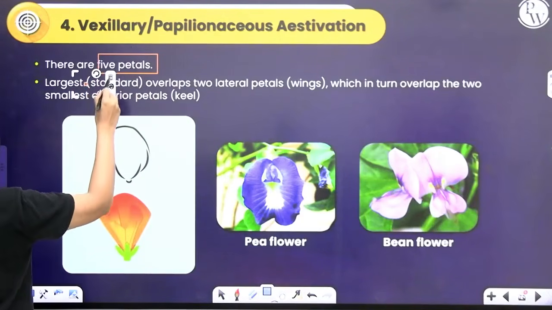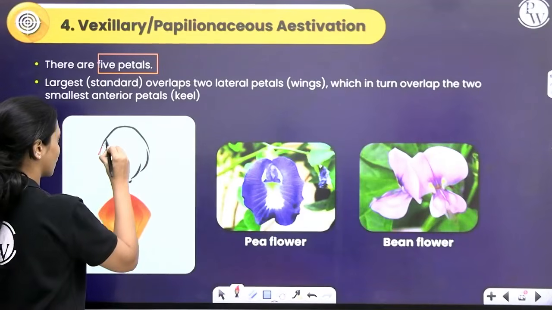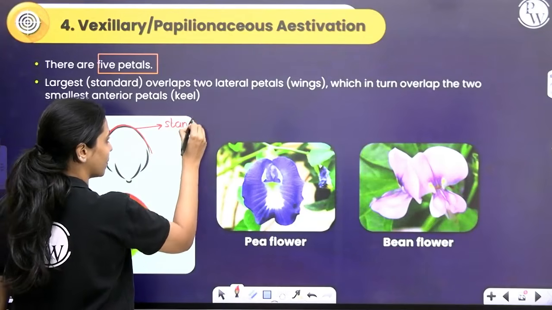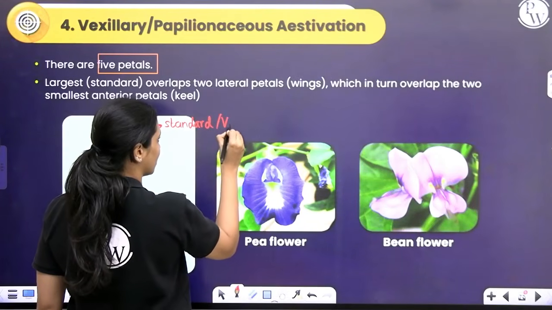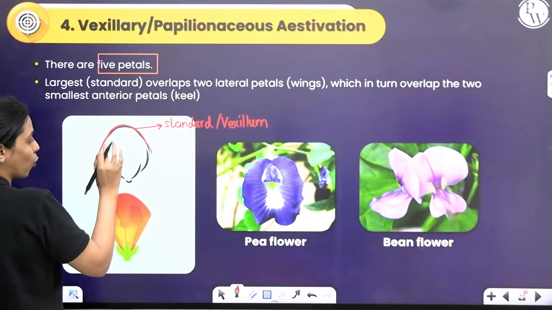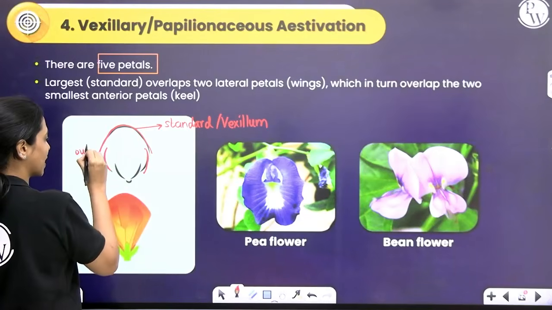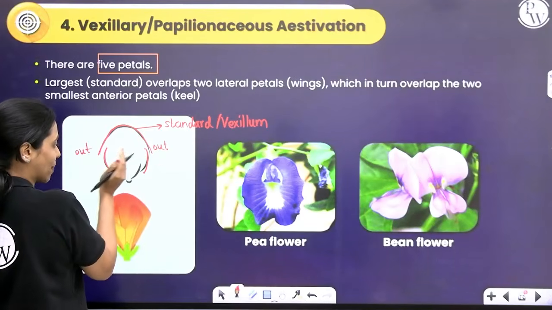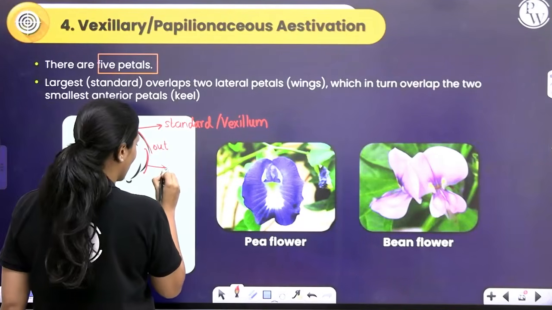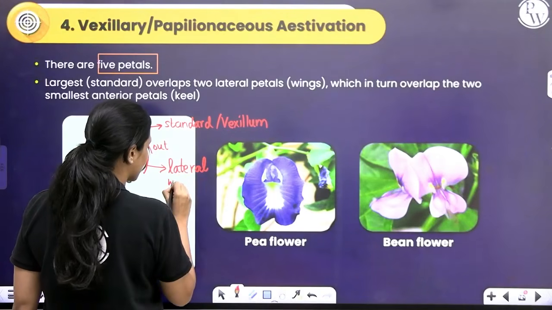The 5 petals vary in size. There is one very large petal that is called the standard or vexillum. This large petal will overlap the smaller petals like this. This large petal on both sides is outside. It's overlapping 2 smaller petals here. These 2 smaller petals are called lateral wings.